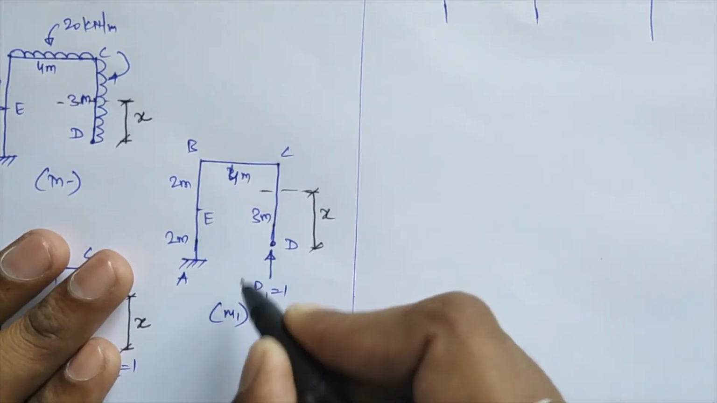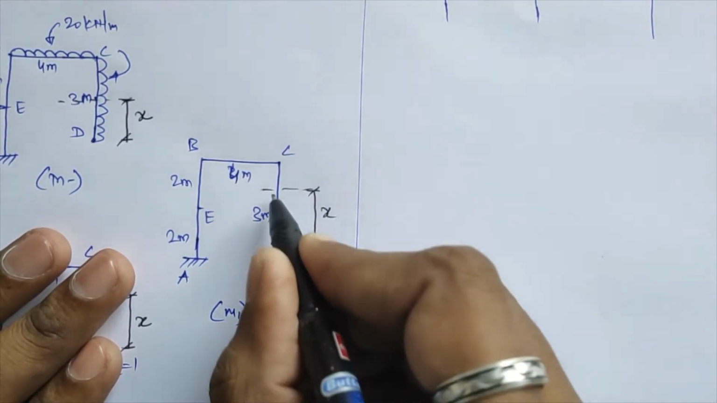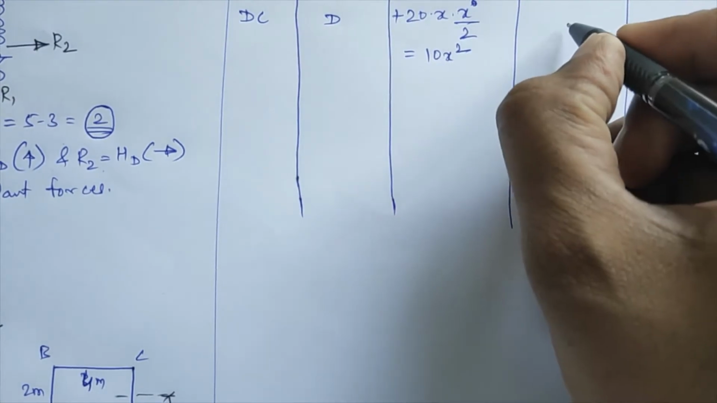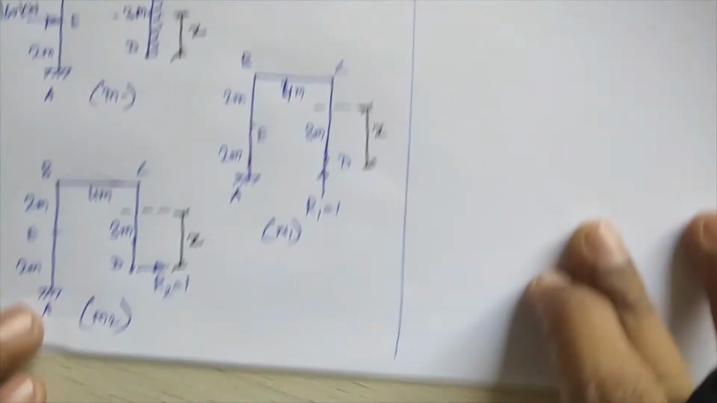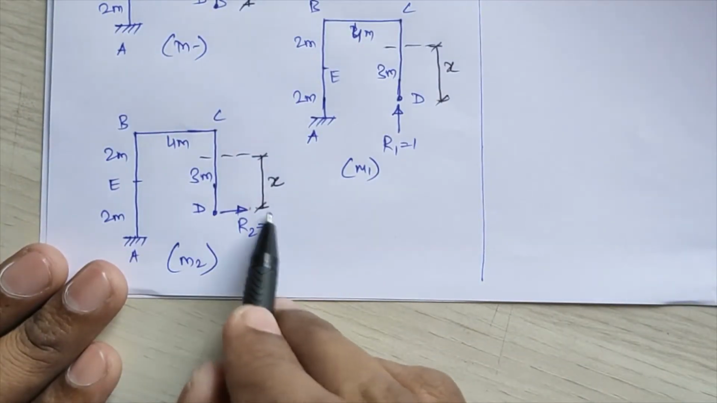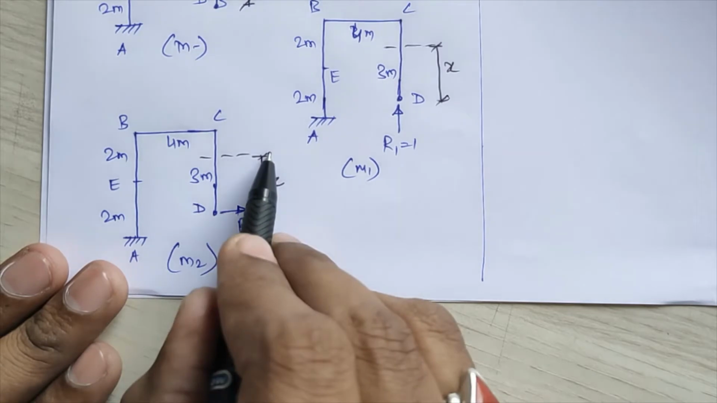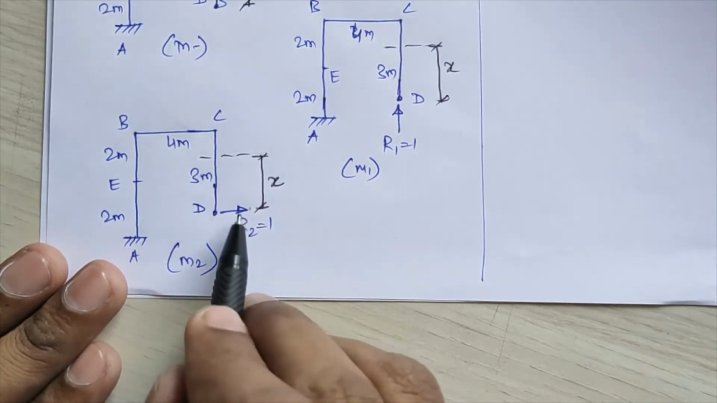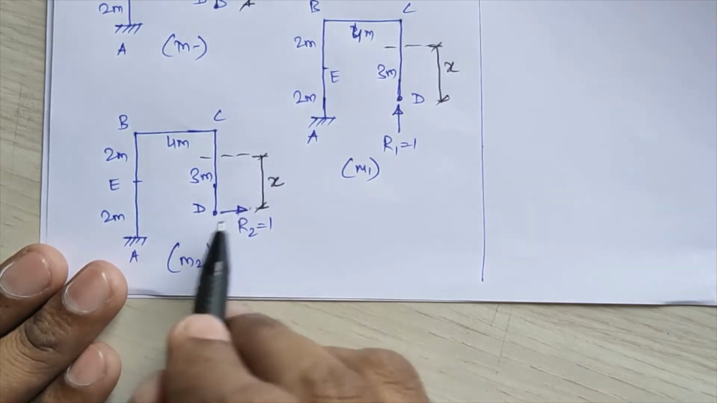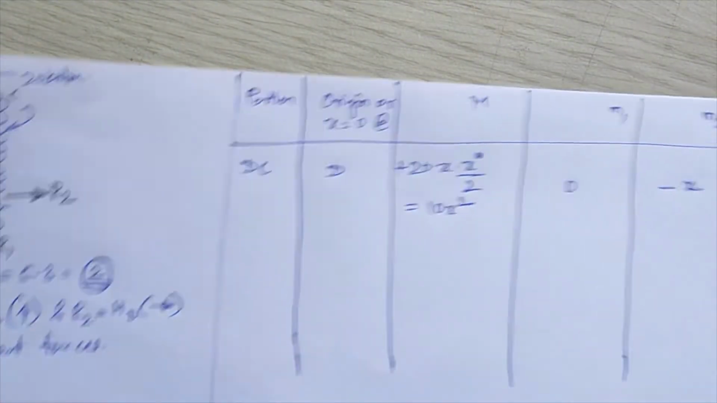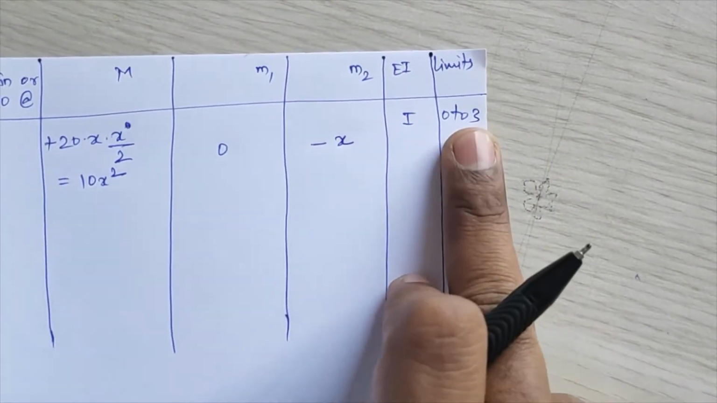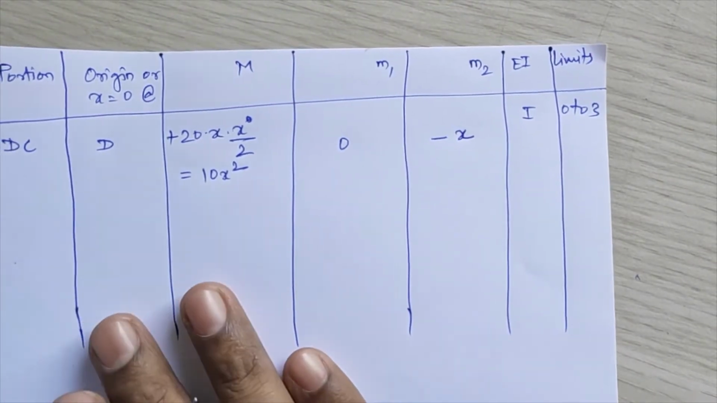Okay, next in the small m1 diagram, we have this axial load, that is r1 equal to positive 1. So the moment of this axial load along this section will become directly 0. So the m1 value is coming 0. Next we'll see the m2 diagram. In the m2 diagram, we have r2 equal to 1 along this section. So the moment of this 1 along this section will be 1 into x, and that will be an anti-clockwise moment, so that will come minus x, and EI value is I, and limits of integration are from 0 to 3. Okay, so this will be my first portion DC.